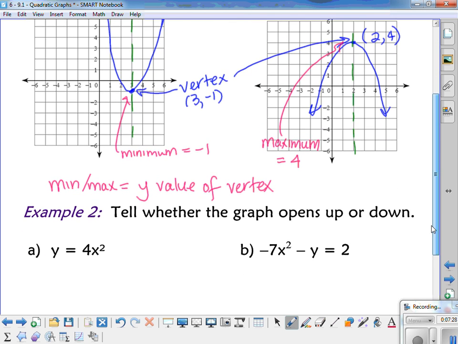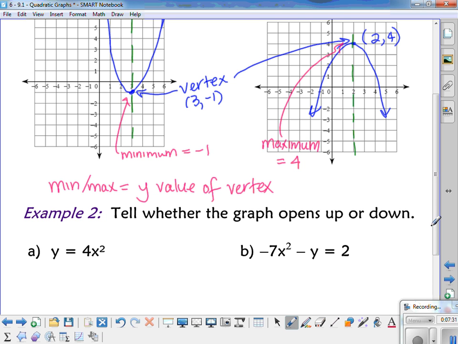All right, so let's take a look at an example here, and we're going to tell whether the graph opens up or down. So in my first one, it's already in standard form. I just don't have a bx or a c, do I? But I can see that a is equal to what in this one? a equals +4, right? So if it's positive, which way is the graph going? Up.